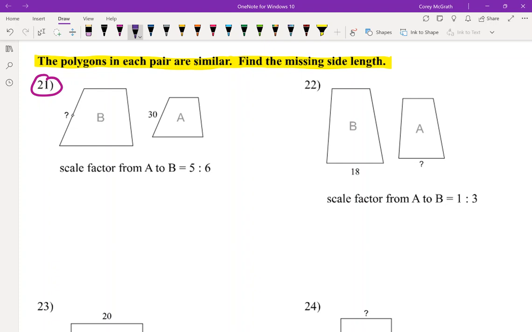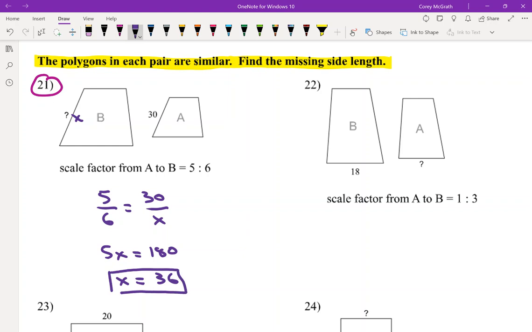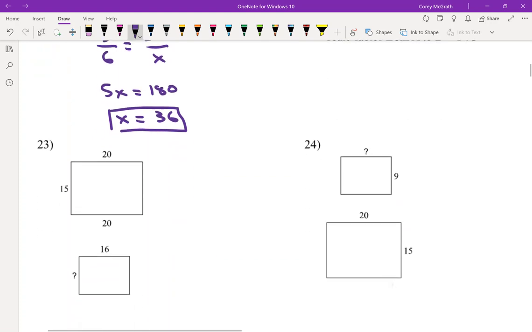I see a question mark, I'll write X there. They tell me the scale factor from A to B is 5 to 6, so I'll write the corresponding proportion. A is on top, who's on top? A is on top, B is on the bottom, so I get 30 over X. Cross products, 5X is equal to 180, and X is equal to 36. Okay, no big deal there. Just set up your ratio the right way.